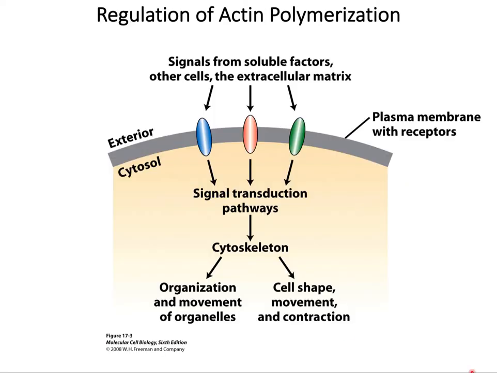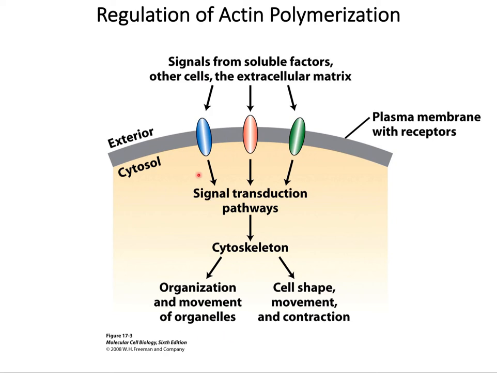So how does the cell coordinate all of these different functions of actin? What can regulate actin polymerization? As it turns out, there are signals from the soluble factors outside the cell, signals from other cells, and signals from components of the extracellular matrix. All of these signals act through signal transduction pathways to regulate the actin polymerization in the cell and recruit the actin cytoskeleton for motility and for changes in the cell shape.